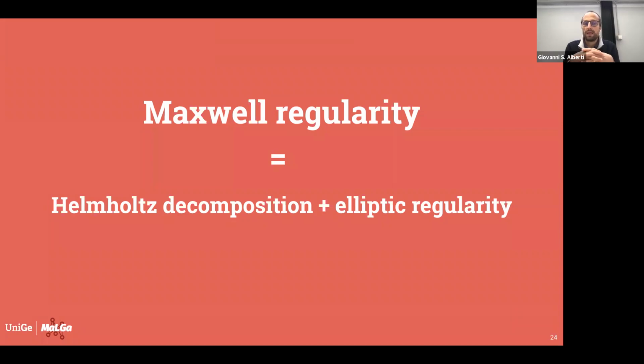The easiest thing you can do is to use properly the Helmholtz decomposition, write E and H with the scalar and vector potentials with the Helmholtz decompositions, and then you write down the PDEs satisfied by those potentials. They will be elliptic PDEs, and then you just apply elliptic regularity to those PDEs. And this for free will give you the corresponding results for Maxwell's equations as well.